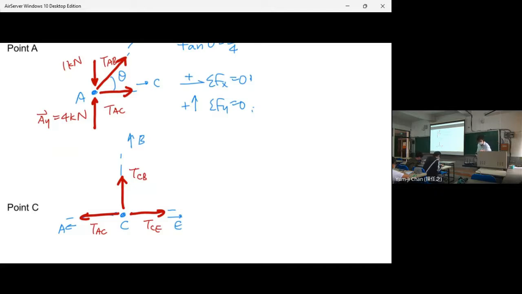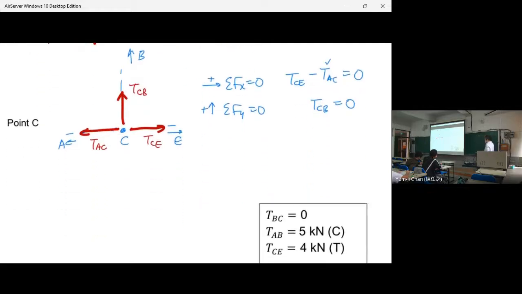And of course we have the usual summation Fx equal to 0 and summation Fy equal to 0. We have TCE minus TAC equal to 0. And for Fy equal to 0, we have TCB equal to 0, because TAC will be known. You copy this down. Take your time.